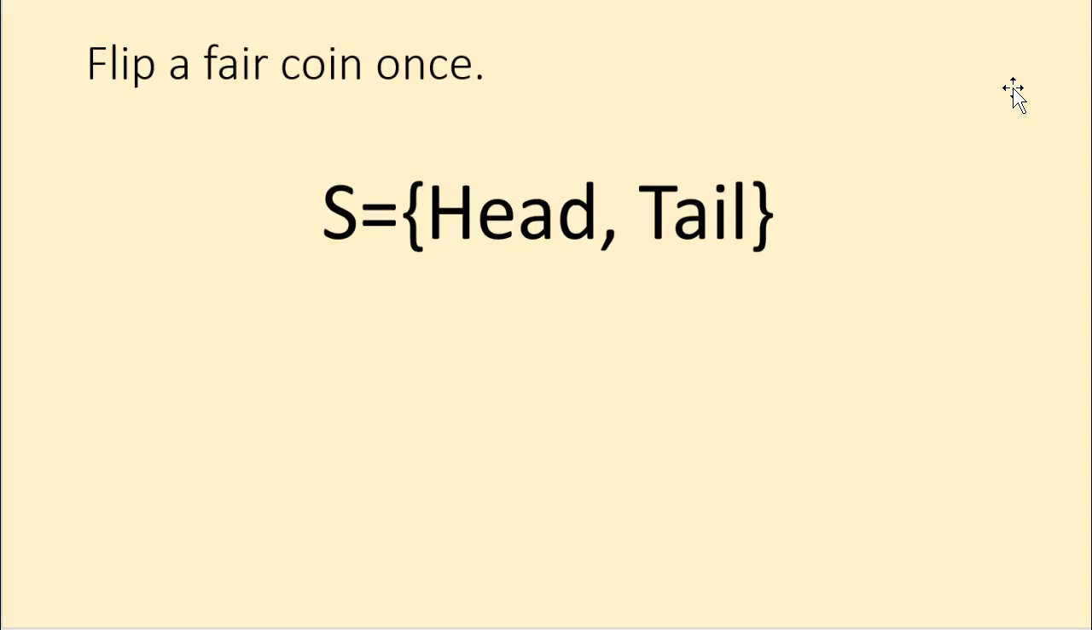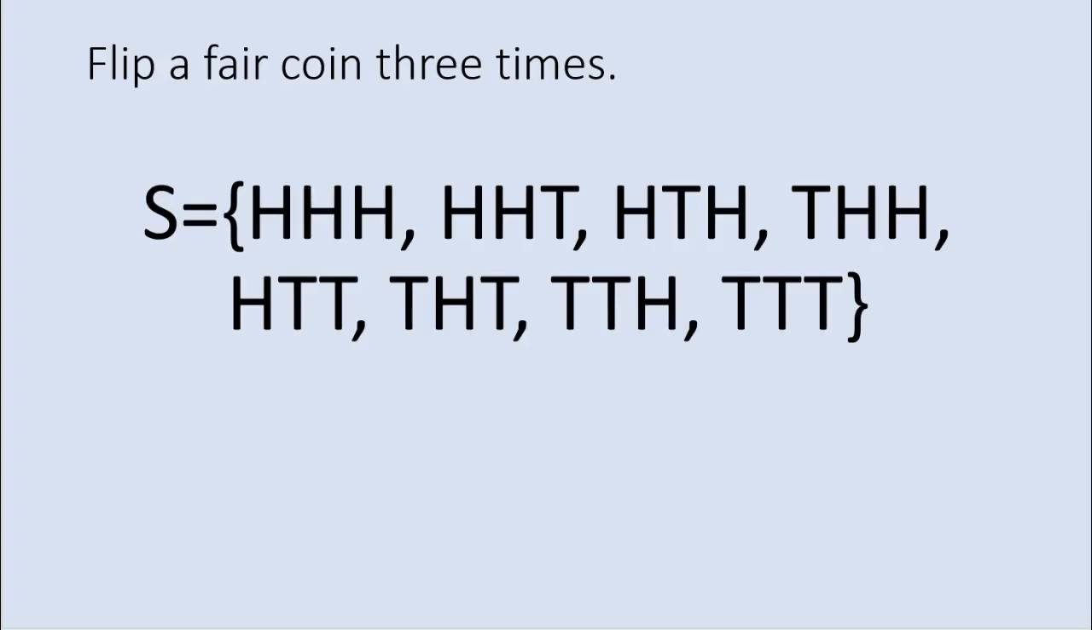We're going to flip a fair coin once. Again, we have capital S equals curly brackets, and inside the curly brackets, we have the different potential outcomes. Well, for a coin, we could either see a heads or a tails, so our sample space is head-tail. And then finally, if we're going to flip a fair coin 3 times, notice here we have the 8 different ways the coin can land each of the 3 times.